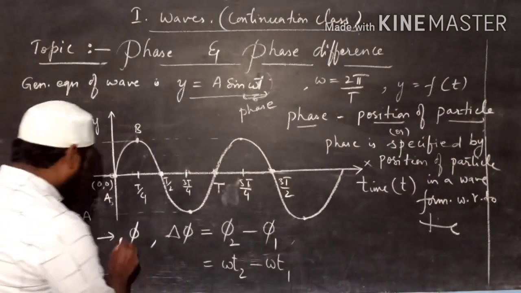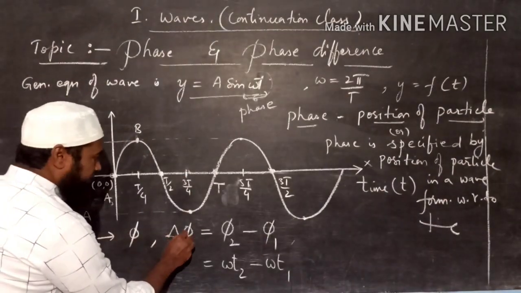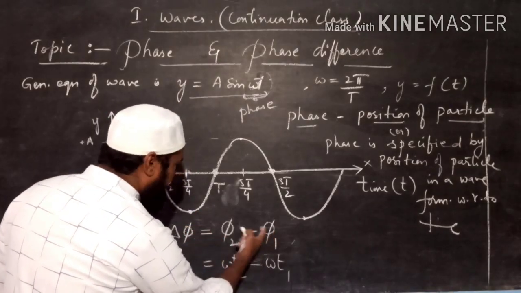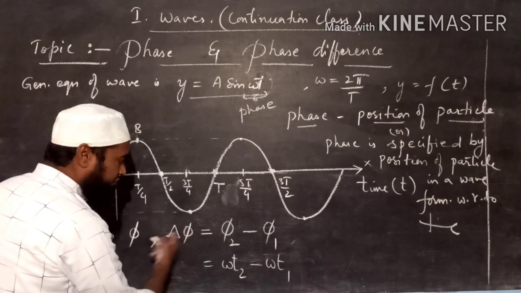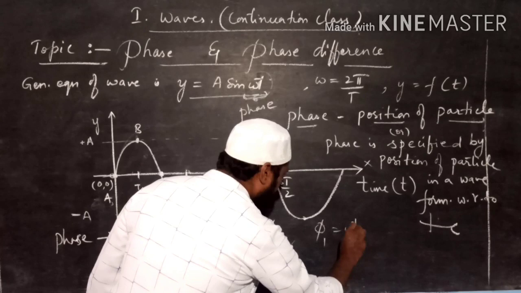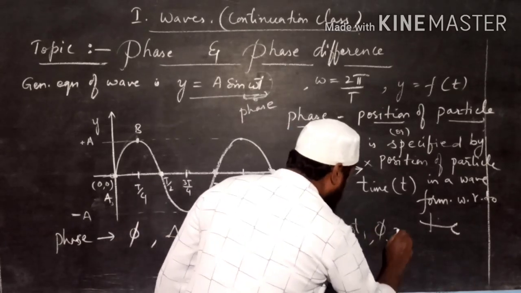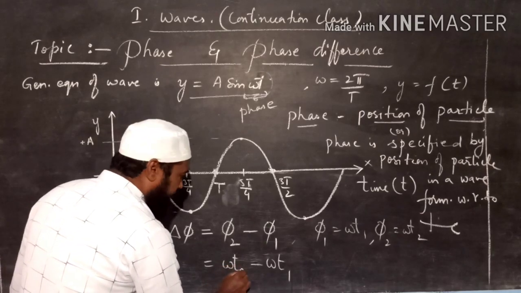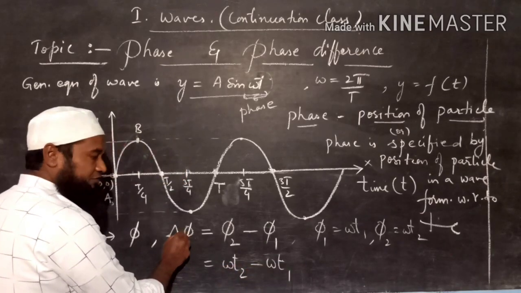So phi is called phase, and delta phi is called phase difference. Why? Because after doing phi 2 minus phi 1, we will get the difference in phase. The phi 1 formula, as I have written just now, is omega t1, and the phi 2 formula is omega t2. So based upon this, omega t2 minus omega t1 is called phase difference.